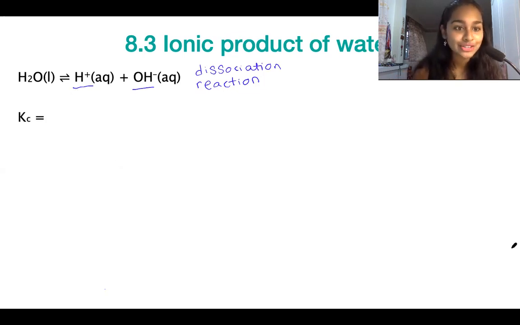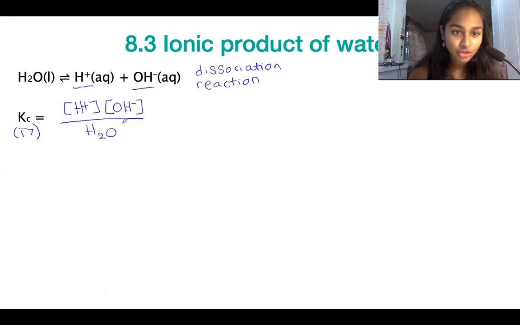I would like to go through the equilibrium expression of this reaction. If you remember, the equilibrium expression is a little bit of a throwback to topic 7, equilibrium. We always express the products as the numerator and the reactants as the denominator. So I'm going to express the concentration of H+ multiplied by the concentration of OH- over H2O. Oops, sorry, I almost forgot my concentration brackets. So that's going to be your equilibrium expression.